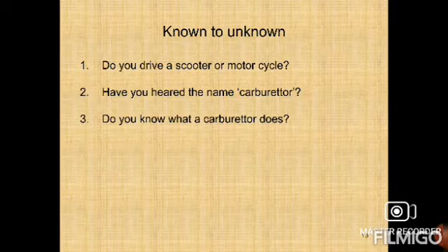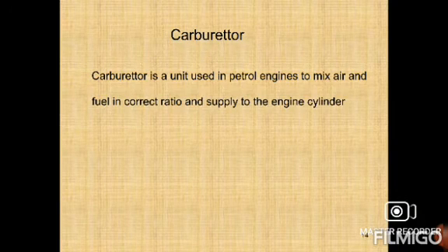The main function of the carburetor we have already discussed. You can observe here, the carburetor is a unit used in petrol engines to mix air and fuel in the correct ratio and supply it to the engine cylinder. Correct ratio means not the same amount of fuel and air. The correct ratio is 10 to 1, where air and fuel are mixed in the engine cylinder. How is it mixed?